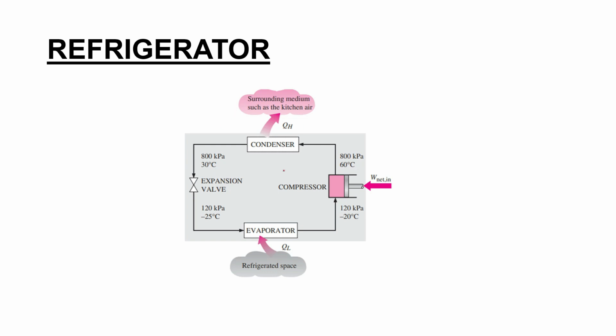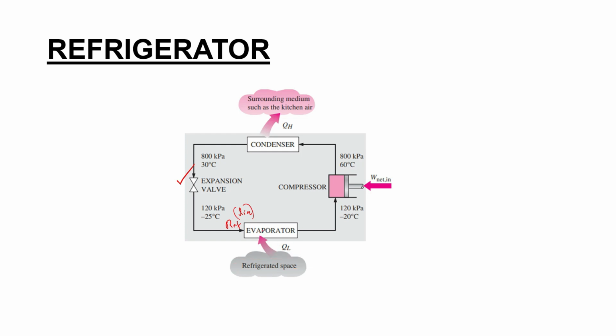Now you can see this is a practical refrigerator that we use. For a practical refrigerator, you have an evaporator, a compressor, a condenser, and an expansion valve. So how does it work? There is a refrigerant flowing through these devices. The refrigerant here will be in a liquid state. When it passes through the evaporator, it absorbs heat QL from the refrigerator space.